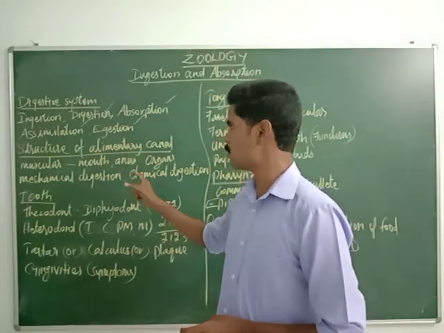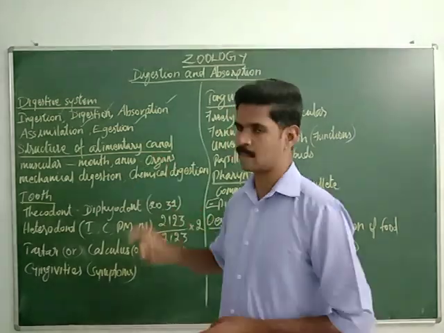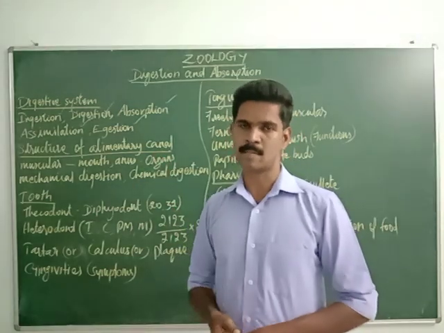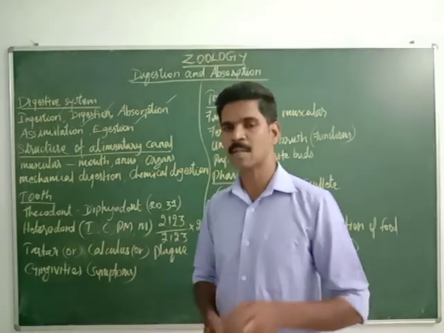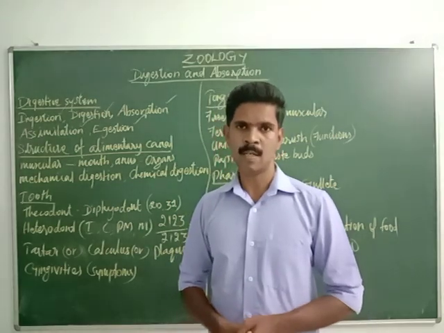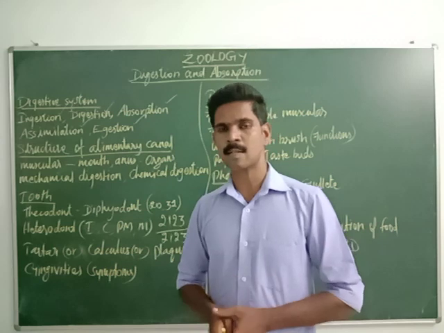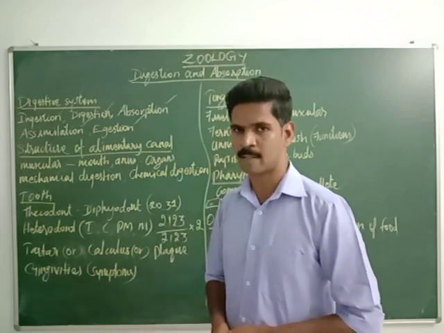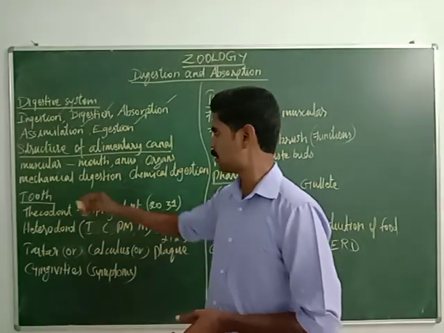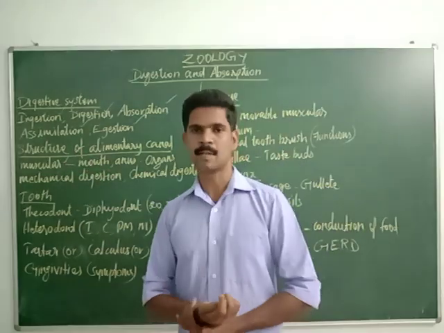Now we are going to study the structure of the alimentary canal. Alimentary canal means digestive system. The first point about the alimentary canal is that it is a muscular organ. Most of the organs present in our digestive system are fully made up of muscles. So that's the first point about the structure of the alimentary canal.